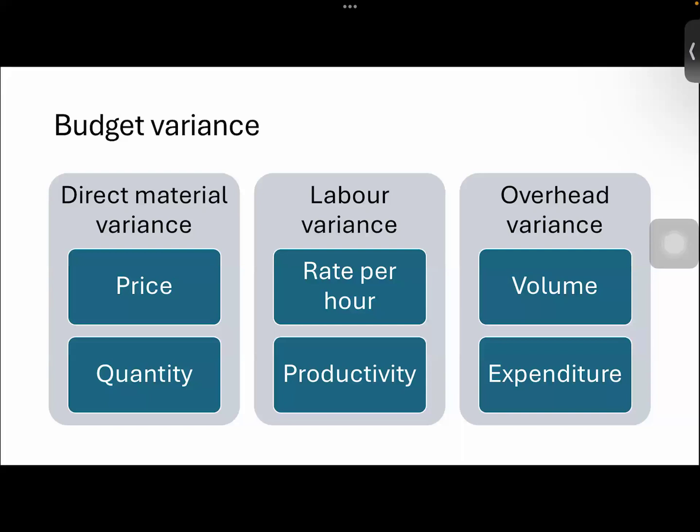And finally, with the overhead, then we also have two reasons for the variance. It could be about the volume. Like, do we need more expense or do we need more quantity for this certain type of expense? And the second reason would be about the expenditure, like maybe higher rate for rent of the office or higher rate for rent of factory. Okay, that's also simple.